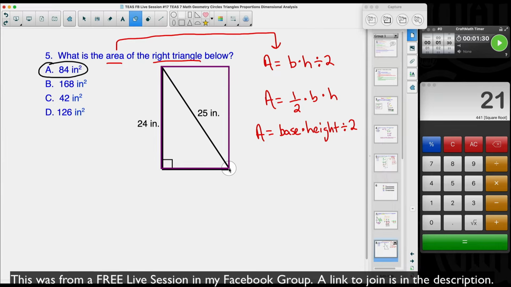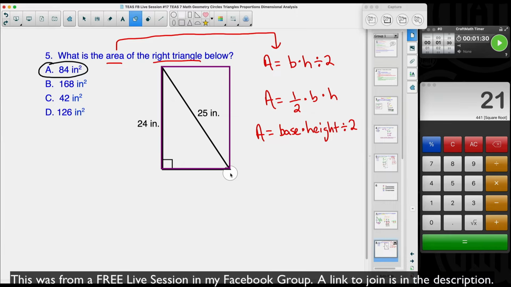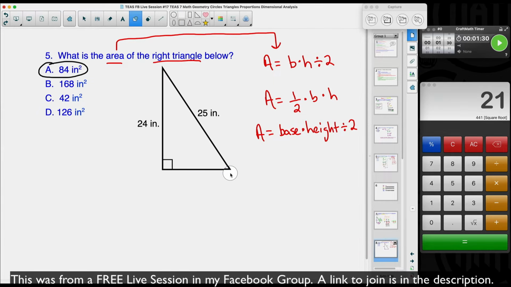That's why the formula, if you call a rectangle's sides a base and a height instead of a length and a width, all you're literally doing is taking a rectangle, base times height, but you're taking half of it. That's why we divide it by 2 for a triangle.